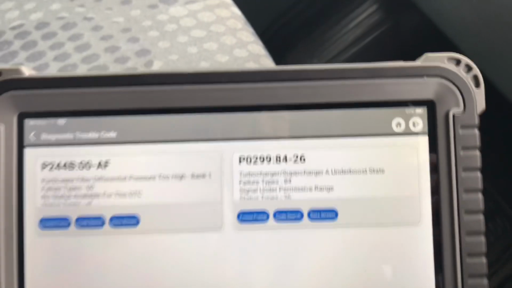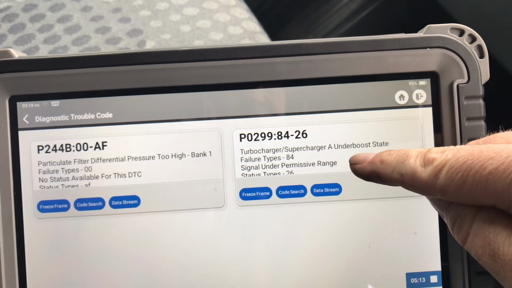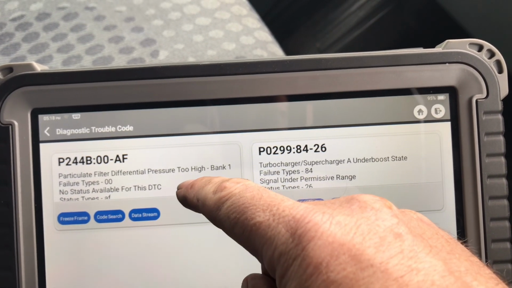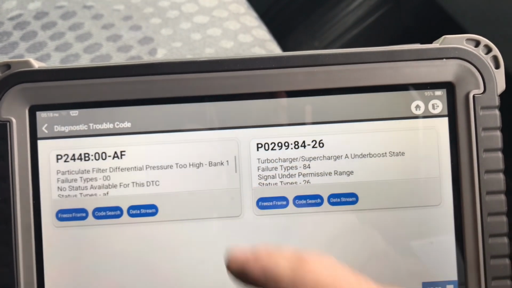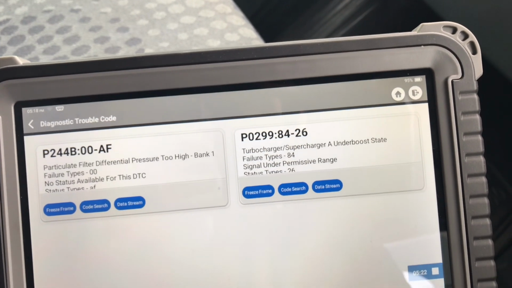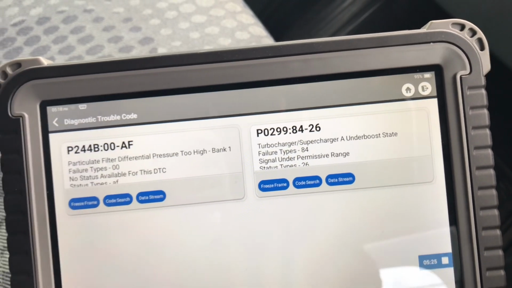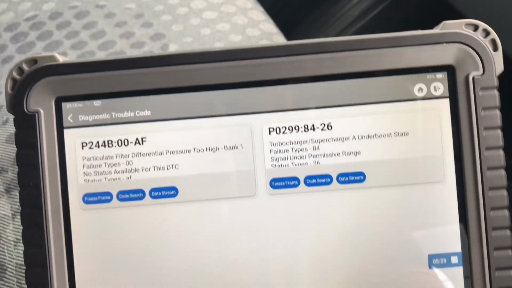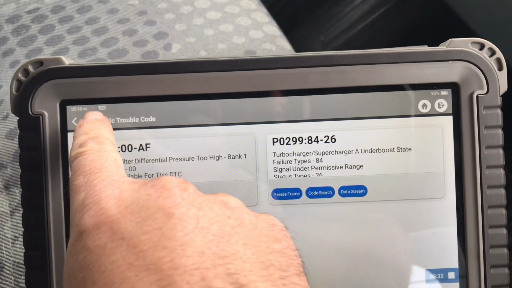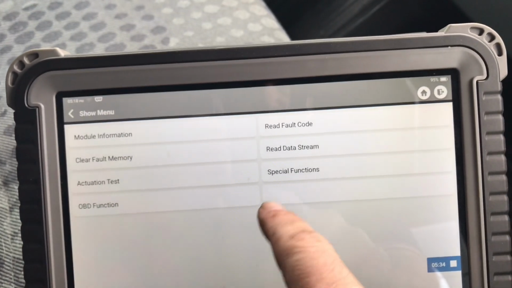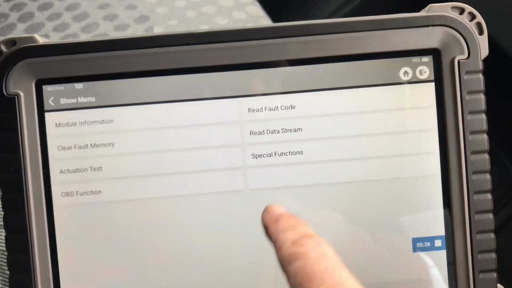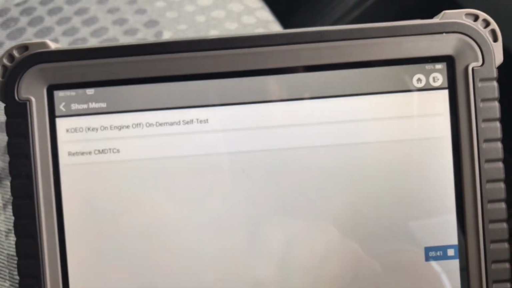Oh, your beauty. That's like a turbo. Turbocharger, supercharger, underboost state. Fault is currently present, and the DPF is complaining that it's too high, but I think that may be clear. Oof. So let's go back and clear these codes. 222. Clear fault memory, yes. Okay, read fault memory. Retrieve.